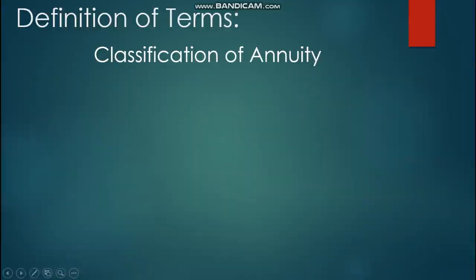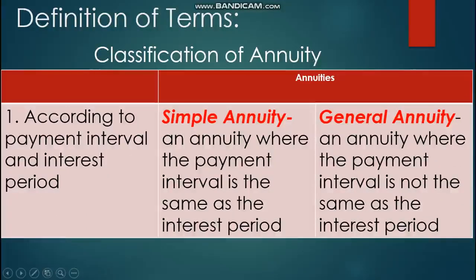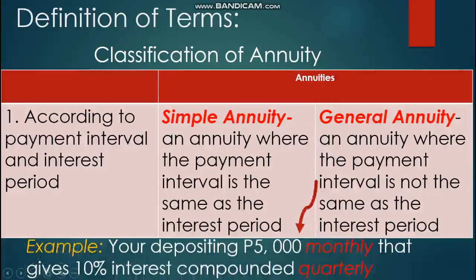Okay? Pag general annuity, payment interval is not the same as the interest period. So magkaiba. Kung nagbabayad ka ng monthly, o nagde-deposito ka ng monthly, pero bibigyan ng interest yung deposit mo ng 10% compounded quarterly, mapapansin mo magkaiba yung payment interval doon sa interest period. Payment interval is monthly, interest period is quarterly. So, tatawagin siyang general annuity.